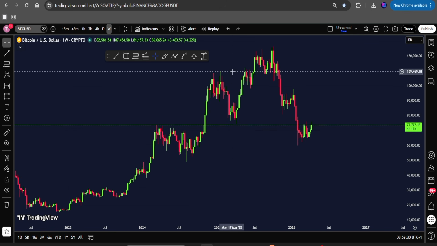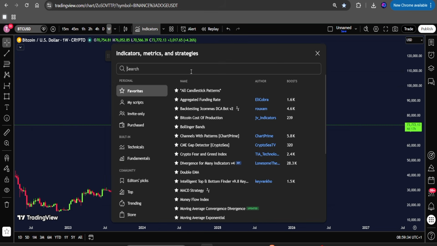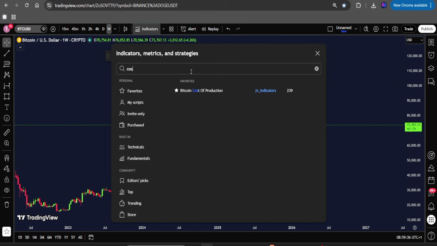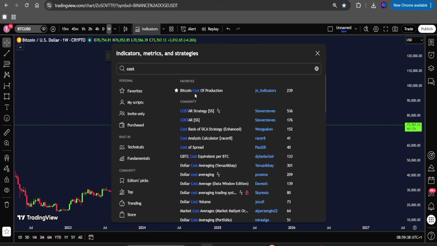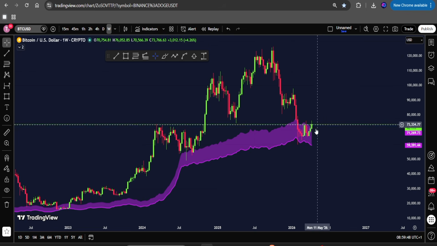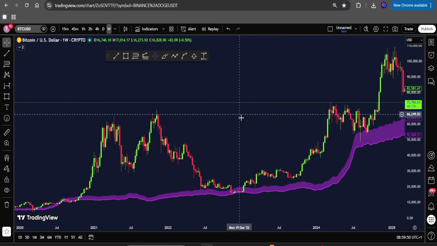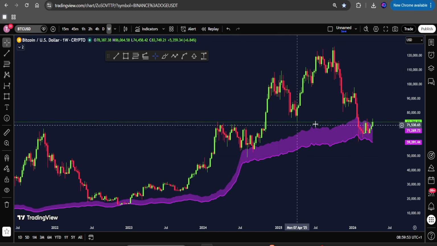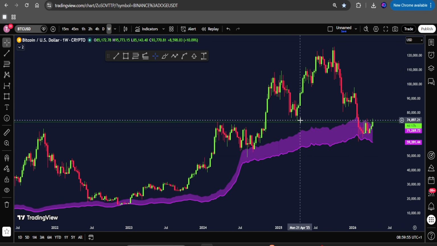If you want to add the indicator to your price chart, come to the indicator panel, then search for cost of production. Once you search for cost, it will appear as Bitcoin cost of production. I've already added it to favorites, which is why it appears immediately when I type in cost. You can just click it and it will come into your price chart. As you can see, it is currently appearing on our price chart. So this is how to add the cost of production indicator.